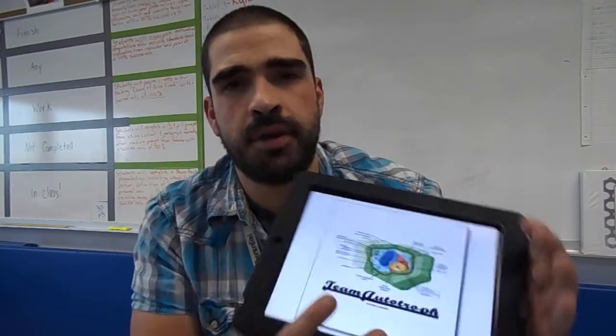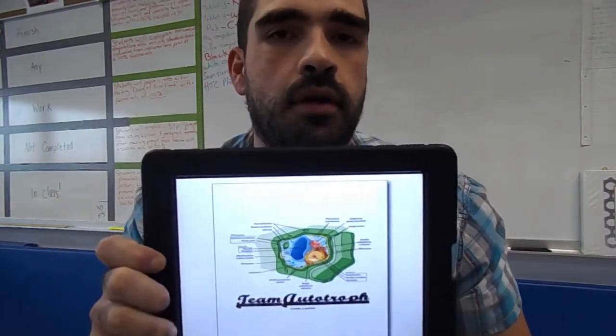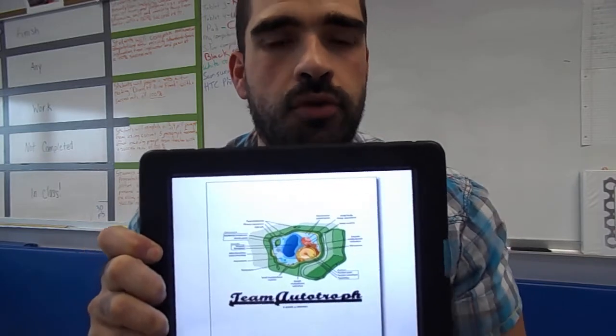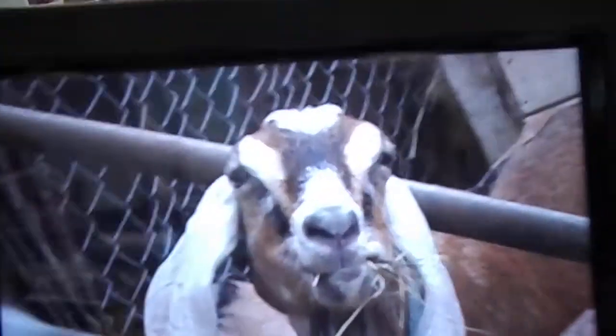So I like some of the pictures I'm going to show you on the iPad. This one is an autotrophic protist, and it says team autotroph below. So I thought that was pretty funny. And so you have an angry guy for your animal one. There we go. An angry goat. Angry goat is angry, I guess. So, all right. So let's get going.